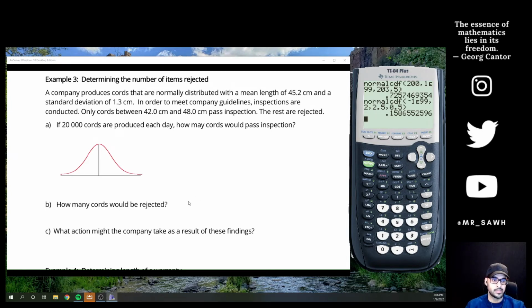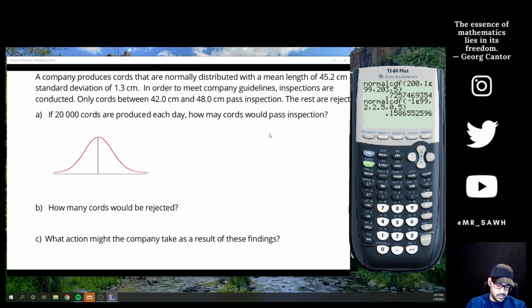For safety purposes. So if this company produces cords that are normally distributed, the average length is 45.2 with a standard deviation of 1.3. In order to meet the guidelines, inspections are done, and only cords between 42 and 48 centimeters pass inspection. The rest are unable to be sold, they're rejected. If 20,000 cords are produced in total every day, how many would pass the inspection?